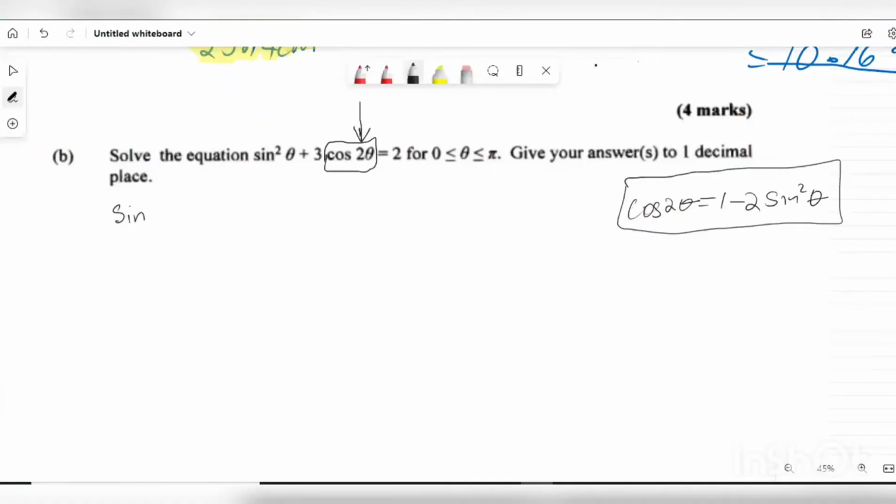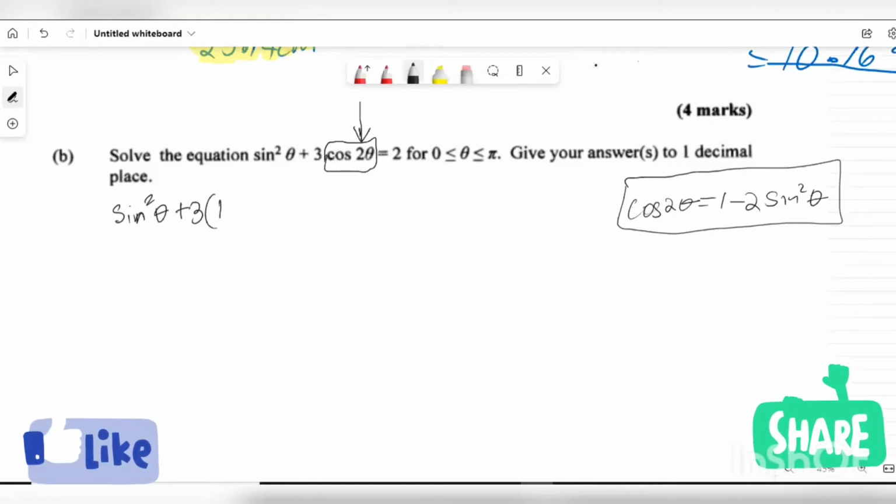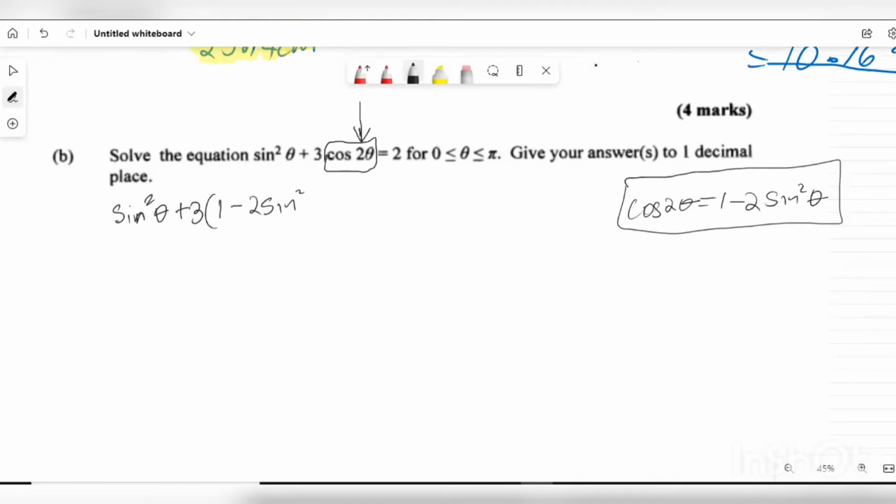Looking at sine, where is it? Sine square theta plus 3. And then I'm going to swap out that part. So I'm going to have 1 minus 2 sine square theta, and that is equal to 2. All right, so that's what we have.